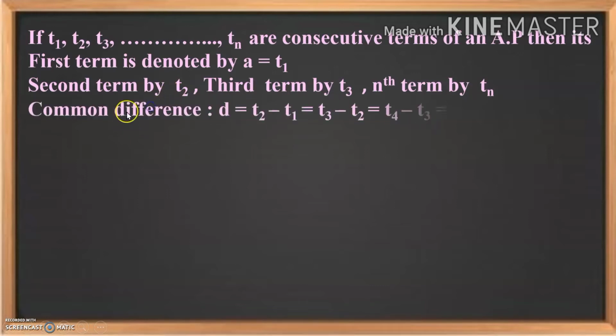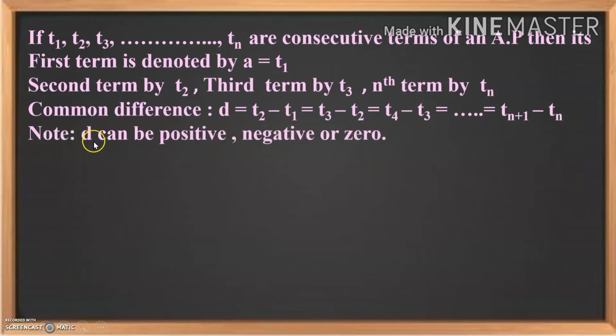Okay, now we proceed. What is a common difference? We know that the common difference is the difference between any two consecutive terms, that is T2 minus T1, T3 minus T2 or T4 minus T3 and so on. So the last difference would be, the next term Tn plus 1 minus Tn.